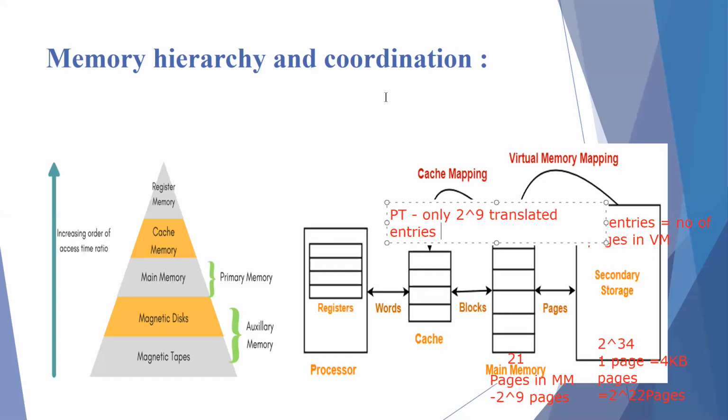Any address that has come from the CPU as a virtual address goes to the page table and sees all the entries there. You will have 2 raised to the power 22 entries, but each entry will not be a translated one, right? So just from the page table only you will come to know whether it is going to be a page hit or a page fault. Are you all getting?